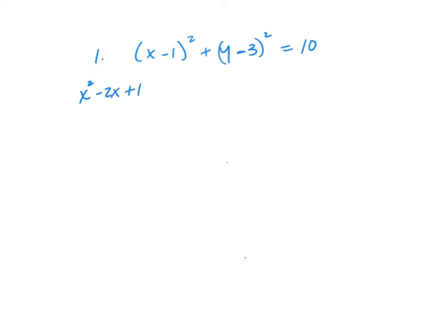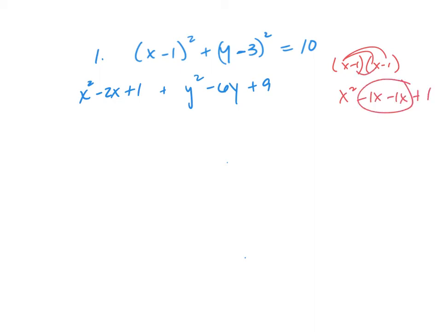When you FOIL that, you get that. Is everybody okay with me doing it that way? When you FOIL the other one, you get this. Wait, how do you do it from just like that? If you want to do it off to the side, just do x minus 1 times x minus 1. X times x is x squared minus 1x minus 1x plus 1, and this turns into minus 2x.